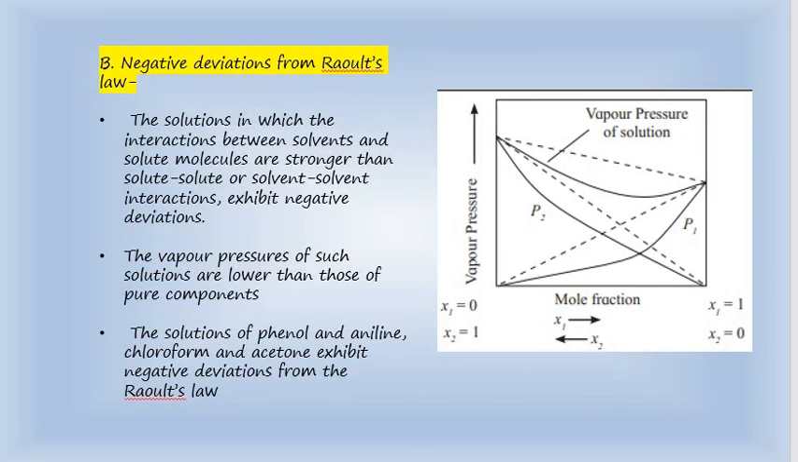Negative deviation: these are the solutions in which the interaction between solvent and solute molecules is stronger than solute-solute and solvent-solvent interaction. Due to this interaction, they exhibit negative deviation. The vapor pressure of such solutions is lower than that of the pure solvent. That is why you will see the bend on the lower side. Alright. The solutions of phenol and aniline, or another solution like chloroform and acetone, exhibit negative deviation from Raoult's law.